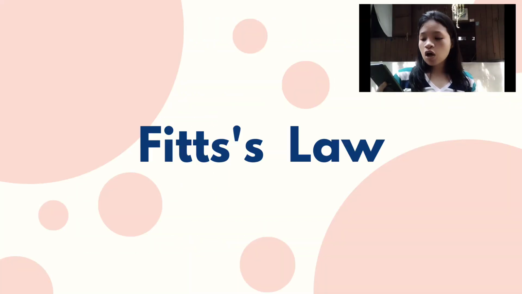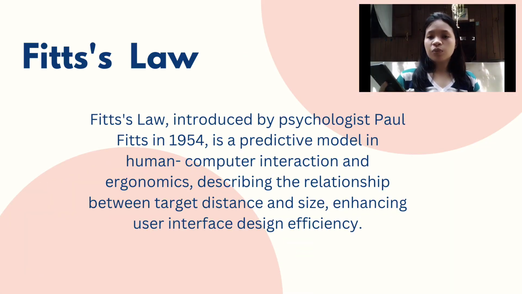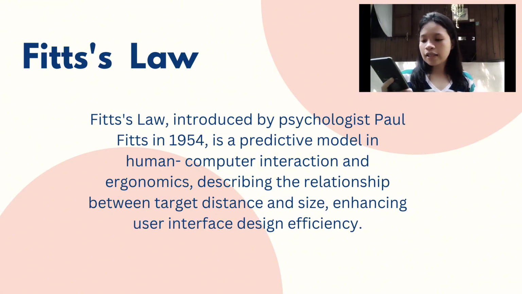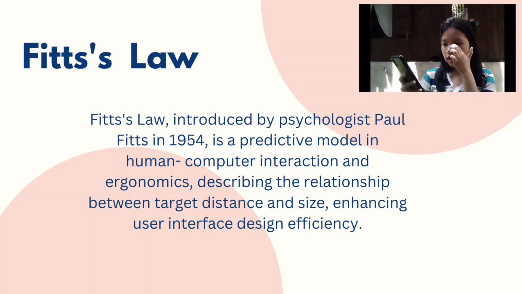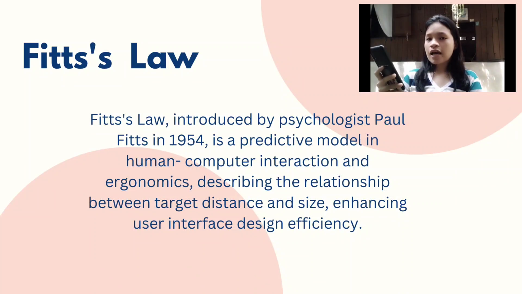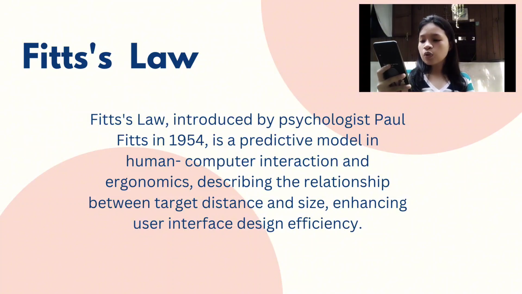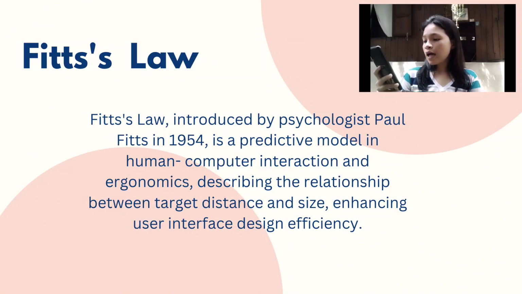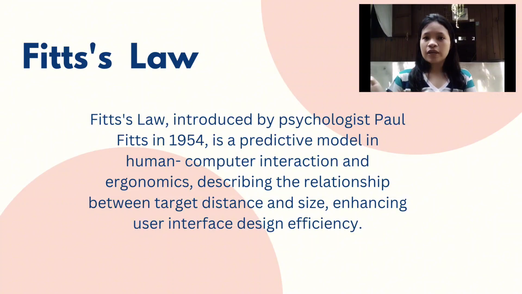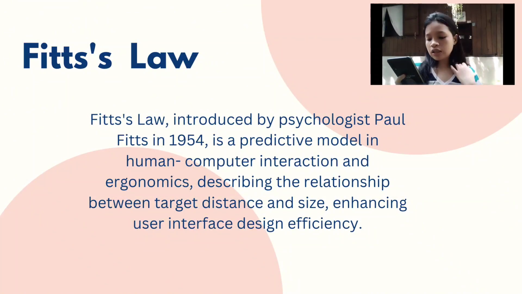So, Fitts' law is a predictive model in human-computer interaction and ergonomics that describes the relationship between the time it takes to move to a target and the distance and size of the target. It was introduced by psychologist Paul Fitts in 1954 and is often used to understand and improve user interface design, particularly in terms of ease and efficiency of pointing commands.